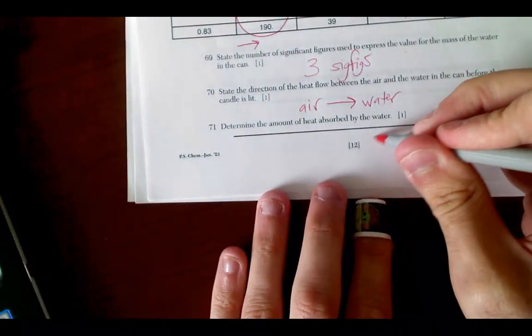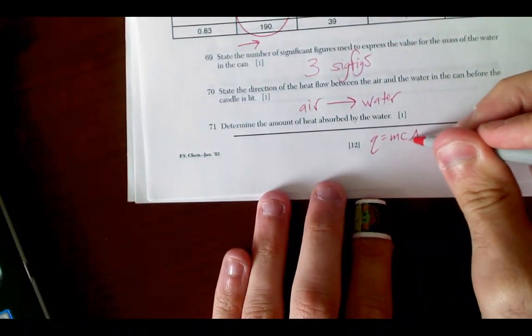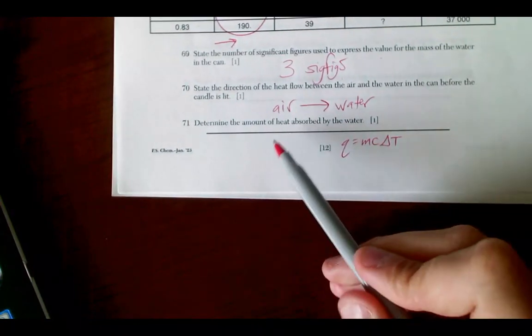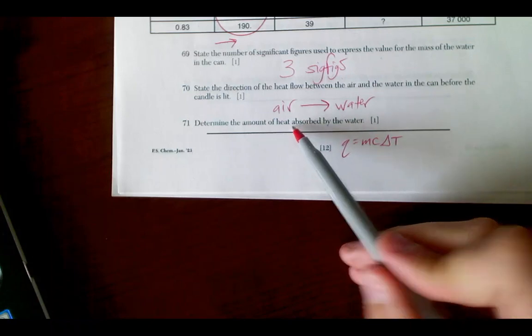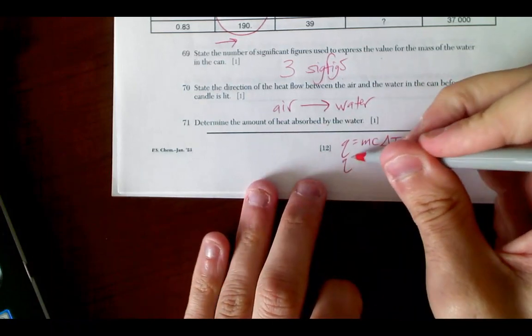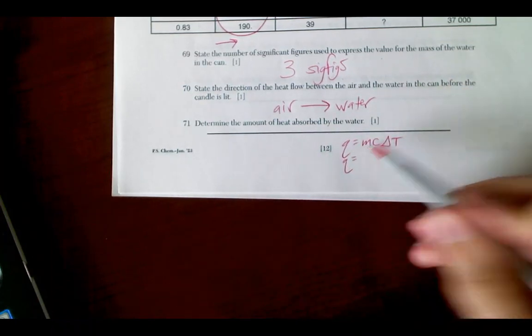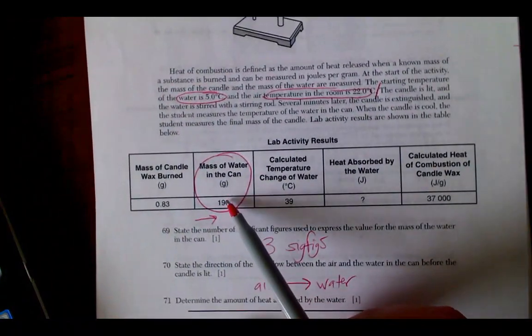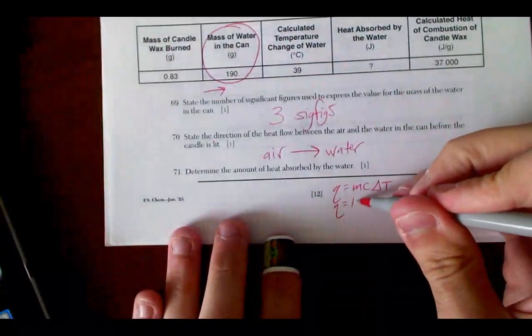So Q equals MC delta T, and we have to plug some numbers in here. It's water we're talking about. We're trying to figure out how much heat it absorbed. Heat is Q, so Q is what we're going to leave blank. That's what we're going to look for. M is the mass of water, so I can go back up and see how much water we actually had. It tells us right here, mass of the water is 190 grams of water.